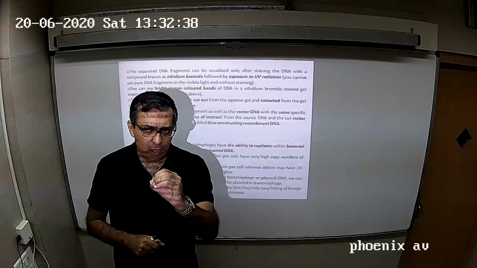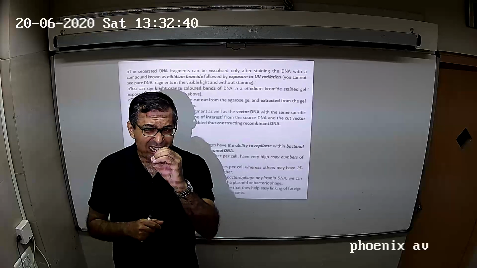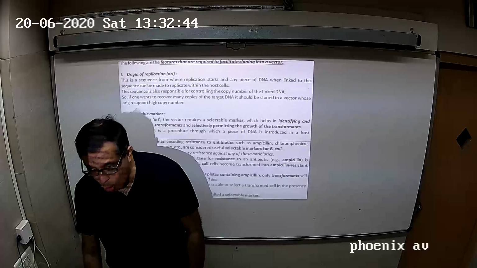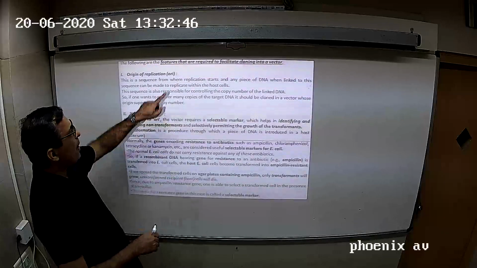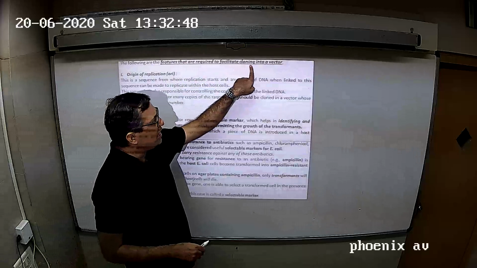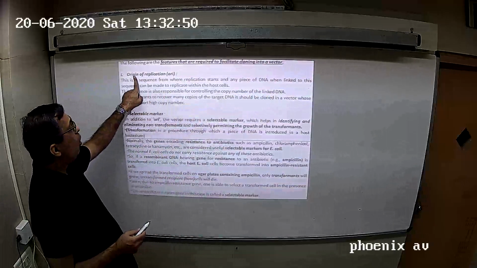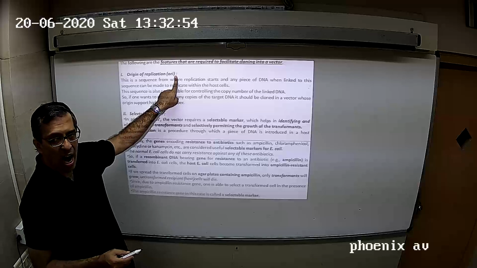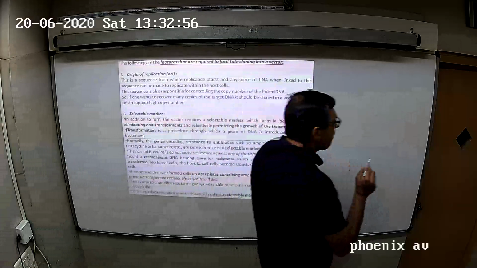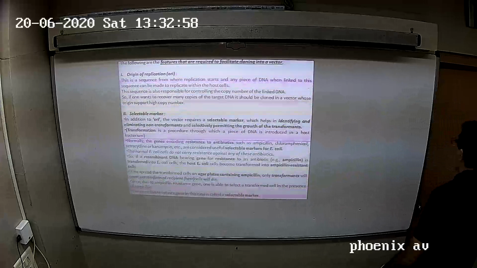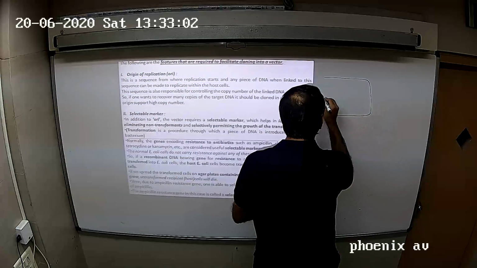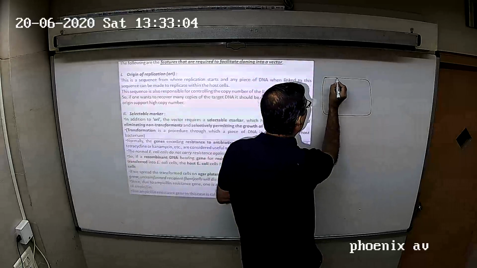If we are using a plasmid as a vector, what are the characteristics of the vectors that are important for recombinant DNA technology? First, the features that are required to facilitate cloning in a vector: origin of replication, or ori. So sir, this is a bacteria, and this is a bacteria. Within the bacteria we have its own DNA.